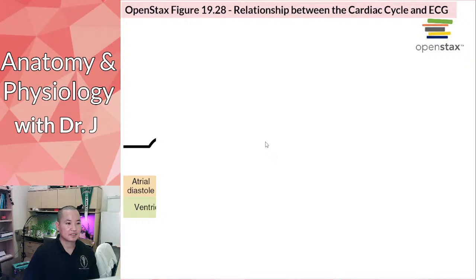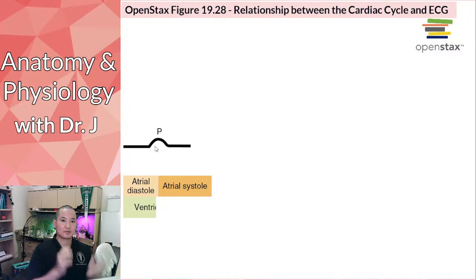Now, what is the relationship? Again, we have both atrial and ventricular diastole. The P wave is when we initiate atrial systole. Why? The cells in the atria are depolarizing, so they're going to squeeze. So atrial systole starts with the P wave.